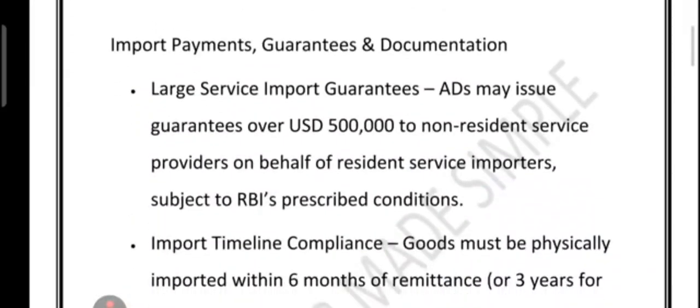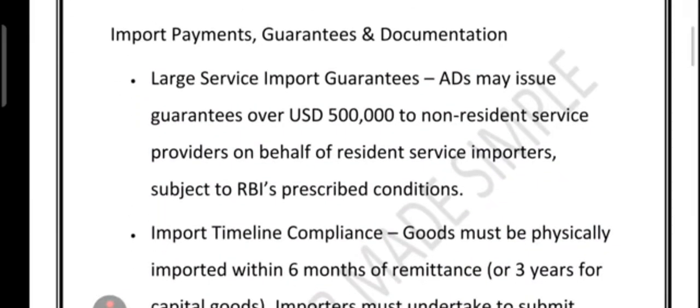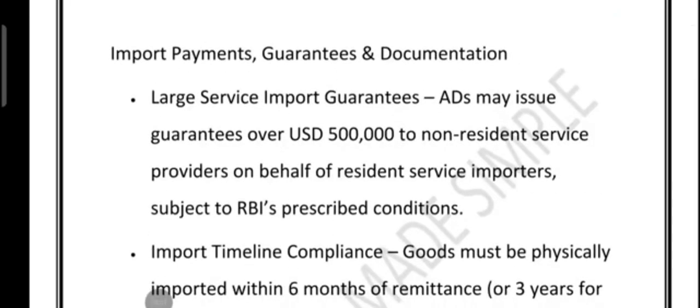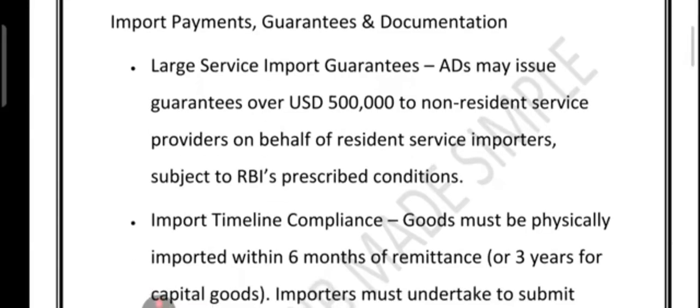Right, now let's look at the next slide. Let's talk about some key RBI rule for import payment, guarantee and documentation. First of all, let's talk about the guarantee for large service import. If an Indian company is importing services from abroad and needs a big guarantee of 5 lakh US dollar, so bank can issue the guarantee on behalf of the importer, but they must follow RBI specific condition, right? So that is called large service import guarantee.